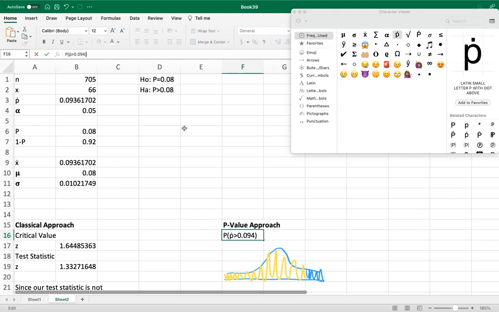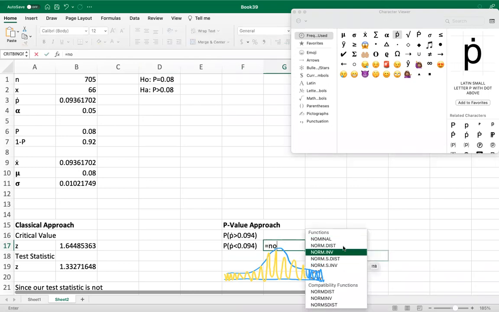But whenever we type it into Excel, it's not going to give us that one. So what we could do is find the complement. So P being less than 0.095. We could find this one first, then find the complement over here. So equal to a normal distribution. Normal distribution or normal inverse? Do we have an area or do we need an area? So this time we need the area.